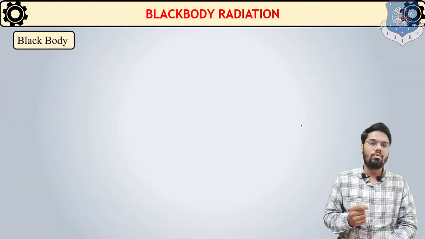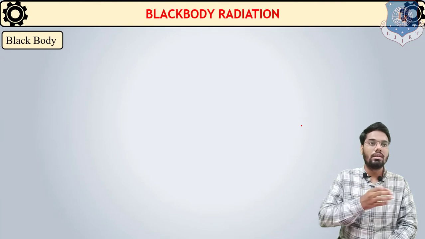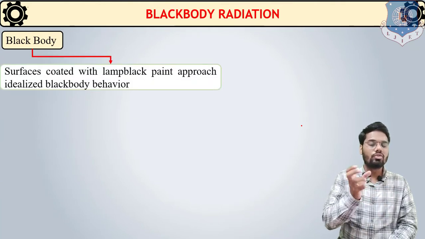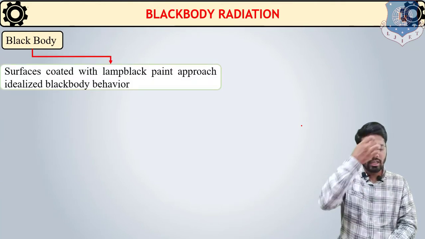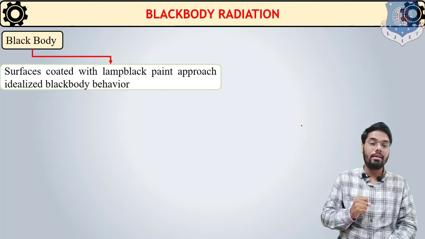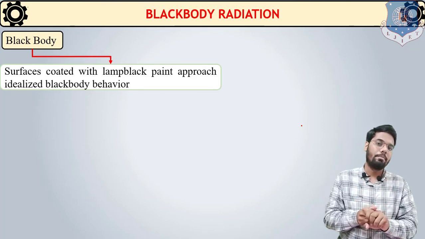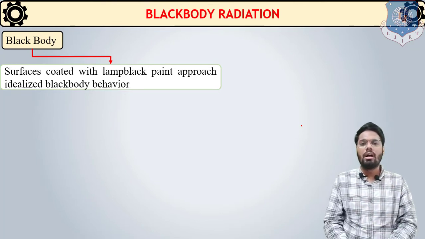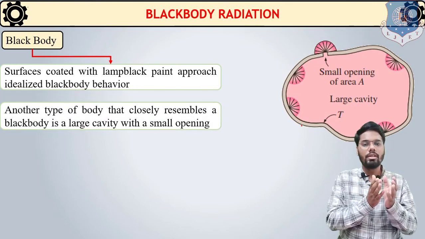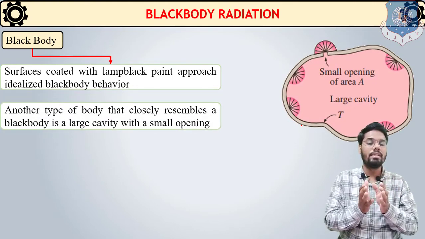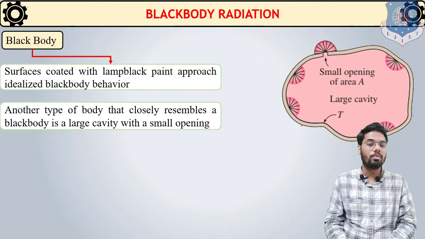So the question is, what real body closely resembles a black body? A surface coated with lamp black paint approaches idealized black body behavior. Another type of body that closely resembles a black body is a large cavity with a small opening.